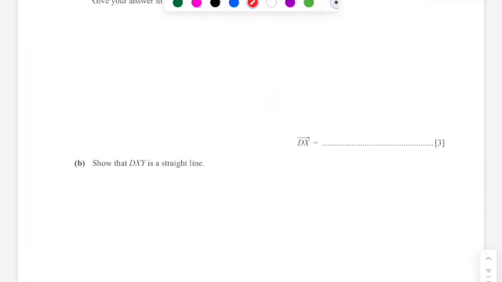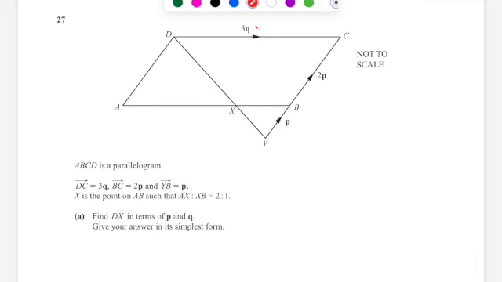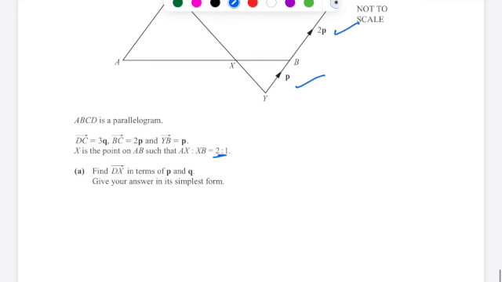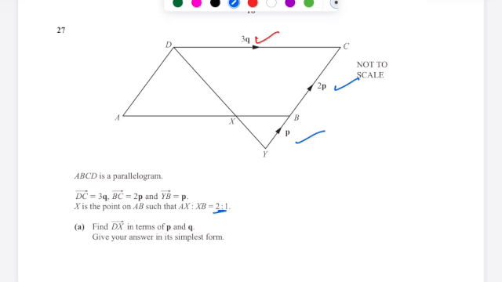Question number 27, that is the last question. DC equals 3q given, BC equals 2p given, YB equals p, x is a point on this AB, AX is to XB is this much, find DX. So on AB, first of all I have to find AB. AB is also 3q.